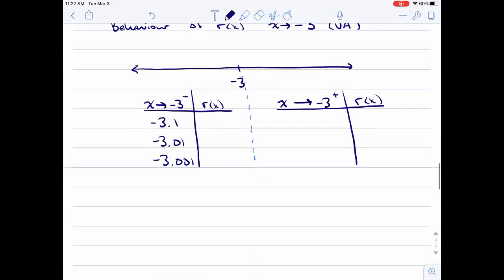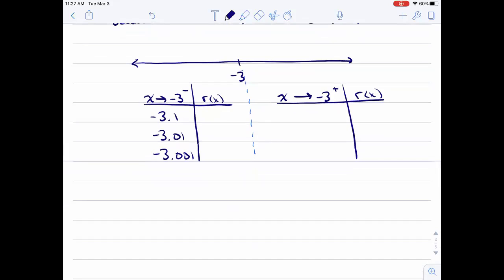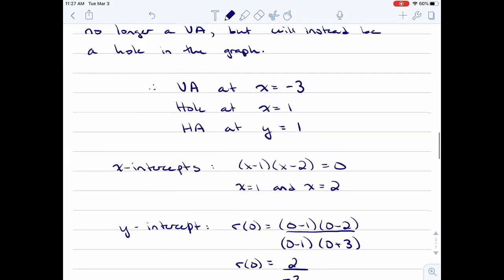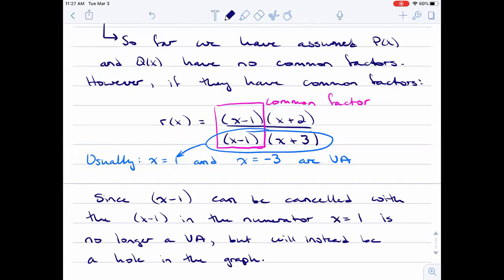So we've got r of x. In the printout that I gave you, it says that you could use a sign test. What that means is we break it up and look at this function like this. If I'm approaching -3 from the left, I've got a negative minus 1 is negative, times -3 plus 2 is still going to be negative.